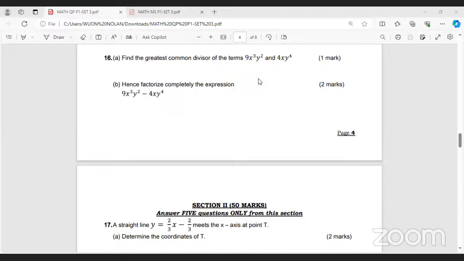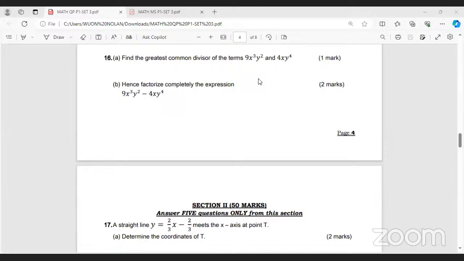Now, they are asking us the greatest common factor or the greatest common term for 9x cubed y squared and 4x y to power 4. So we are looking for a term that can go into 9x cubed y squared and 4xy to power 4. You can see in terms of number, like 2 will go into 4 but cannot go into 9. 3 will go into 9 but cannot go into 4. So in terms of numbers, we do not have a number.